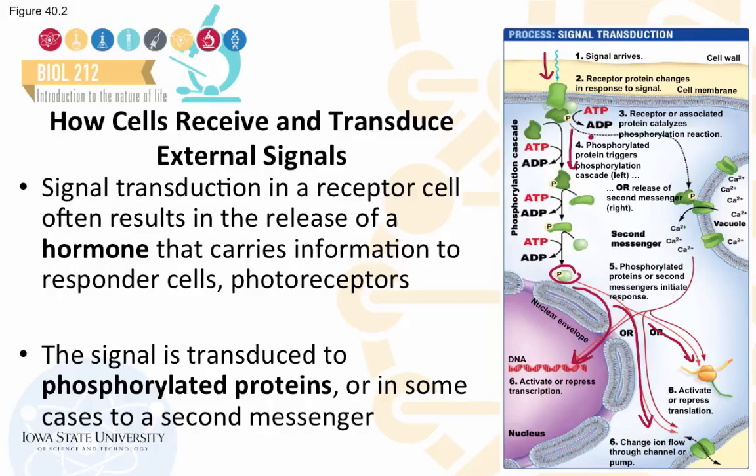A second alternative pathway involves the phosphorylation of a protein that binds and activates calcium ion channels on vacuoles that are a storehouse of calcium ions inside plant cells. This leads to the release of calcium ions into the cytoplasm of the cell, which can then lead to any one of the 3 responses to the signal that we talked about.